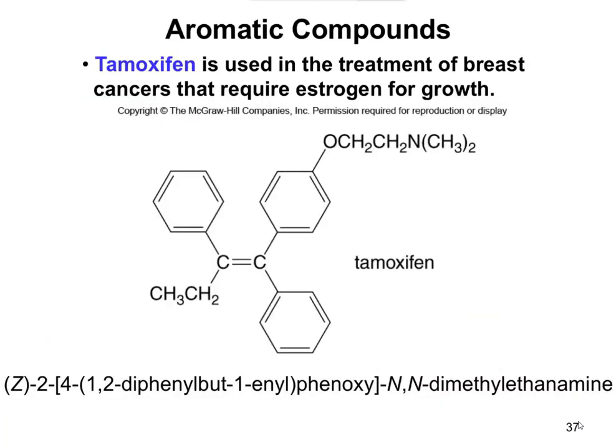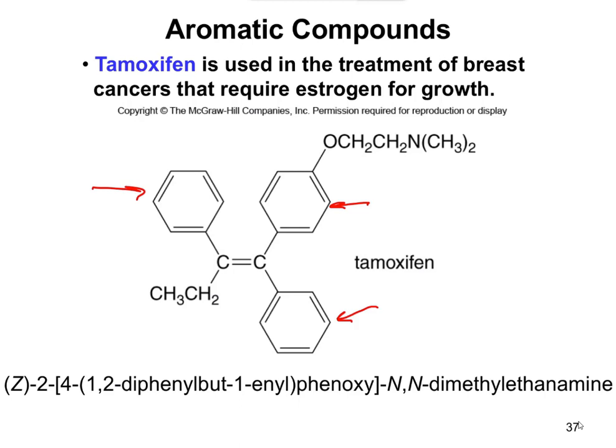All right, so just to give you some idea of some other aromatic compounds, tamoxifen is a common drug that's used for the treatment of breast cancer. So many breast cancers are dependent on estrogen, so tamoxifen interferes with that whole process. And you can see tamoxifen actually has 1, 2, 3 different aromatic groups. So it's a good example of something that has aromatic groups.